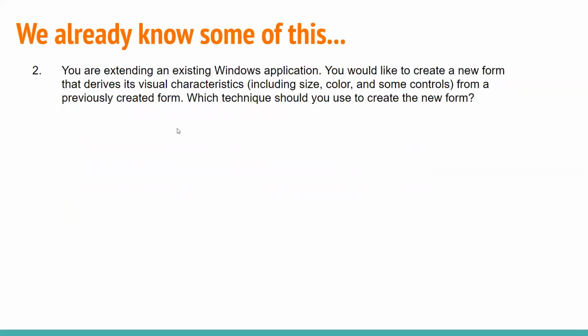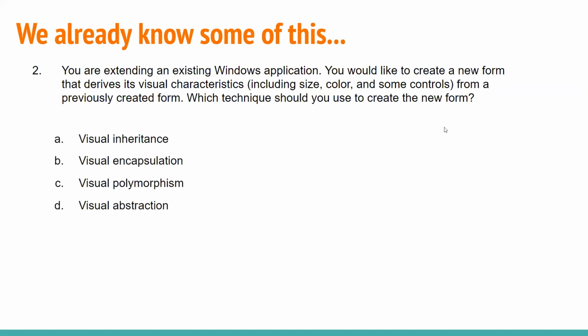So let's see if we get this one. You are extending an existing Windows application. You would like to create a new form that derives its visual characteristics from a previously created form. Which technique should you use to create the new form? So what do you guys think?